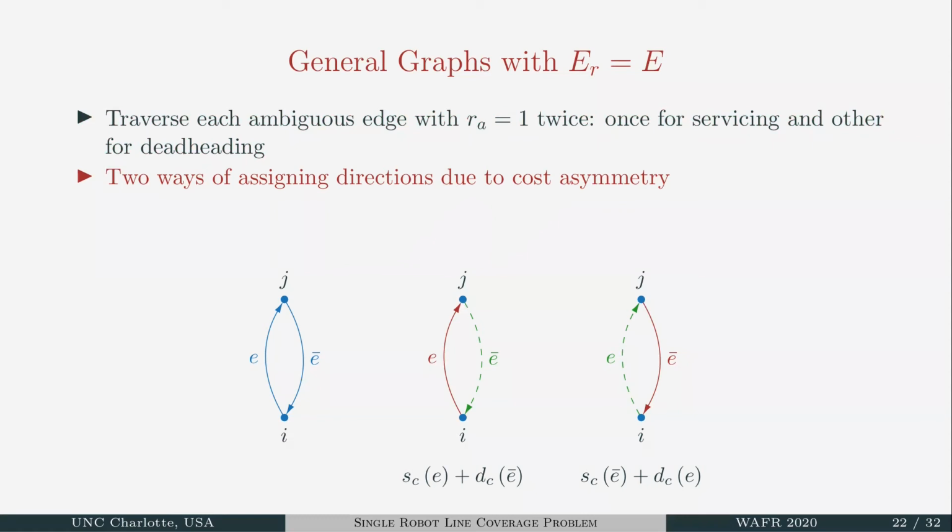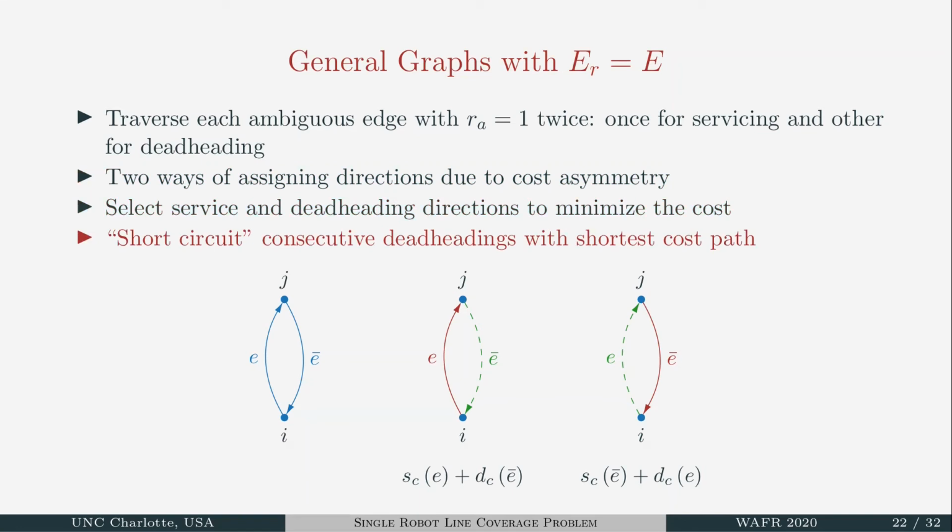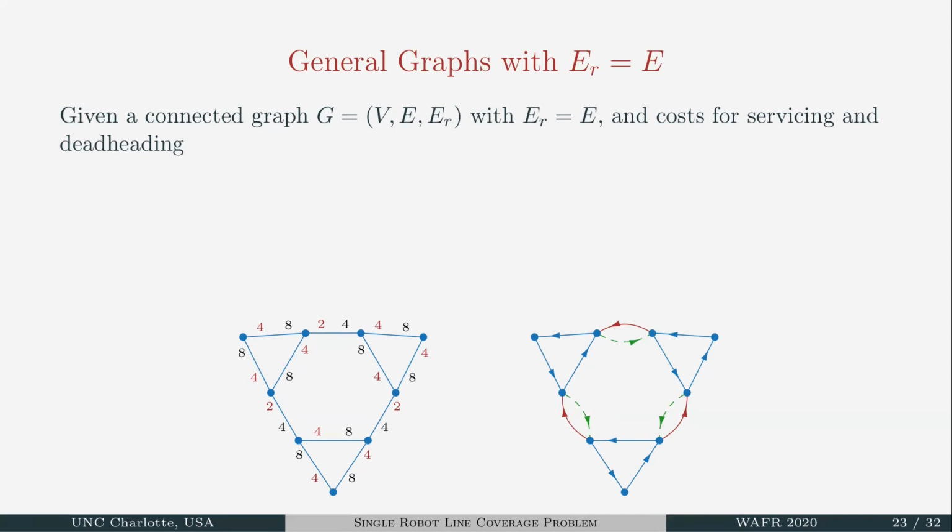Alternatively, we can deadhead from vertex I to vertex J and then service the edge in the direction from vertex J to vertex I. We select the service and deadheading directions to minimize the cost. We also short-circuit consecutive deadheadings with shortest cost paths.